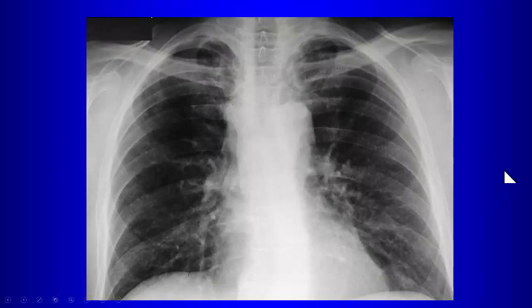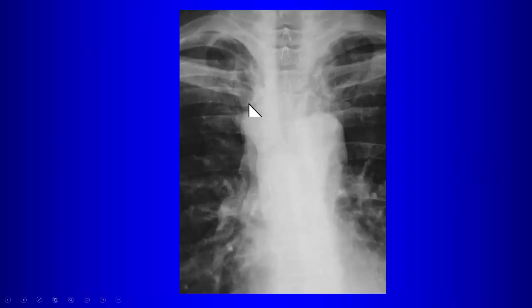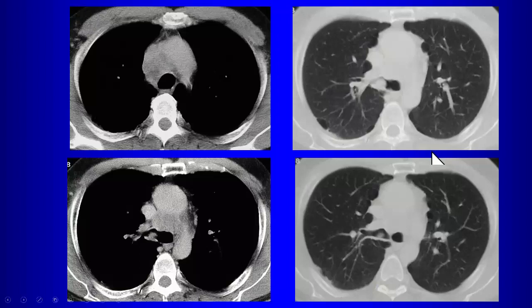This one, again, we look at the right paratracheal region. It looks like there's actually something bulging out from there in the right paratracheal region. See? Lymphadenopathy, tumor. Okay. There's a tumor there in the bronchus and paratracheal lymphadenopathy.